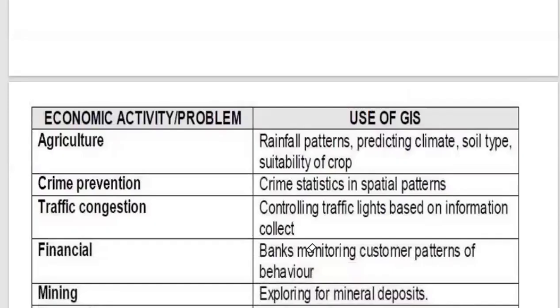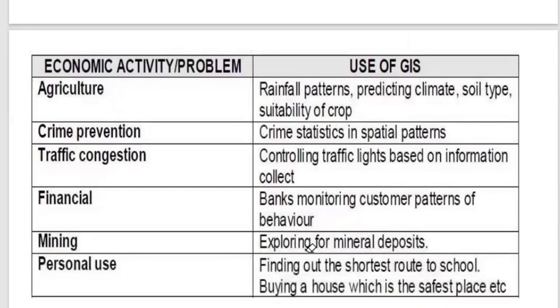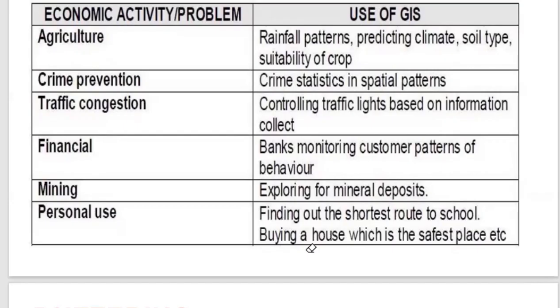Then this is a summary of how GIS can be used in different aspects of economic activities, like in agriculture, in crime prevention, in traffic congestion, in finance, in mining, and also in personal use. So GIS is very important because it can assist in dealing with all those aspects of human life.